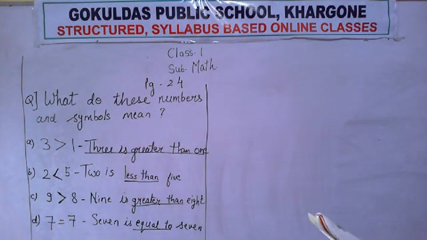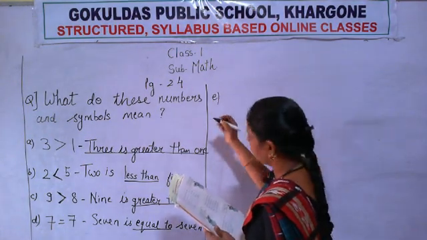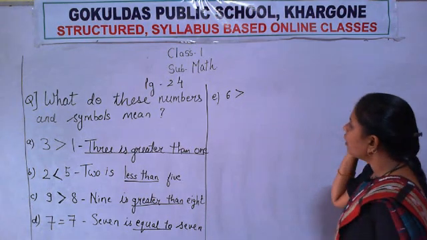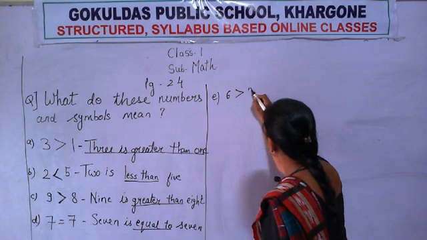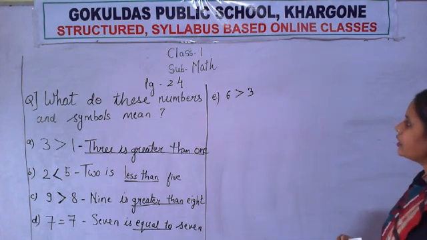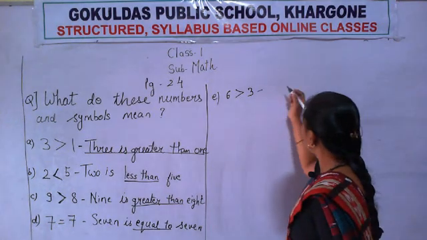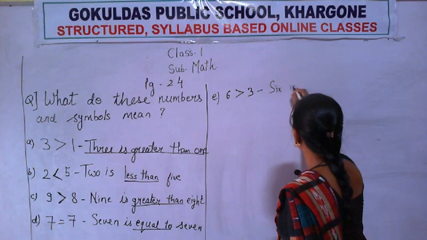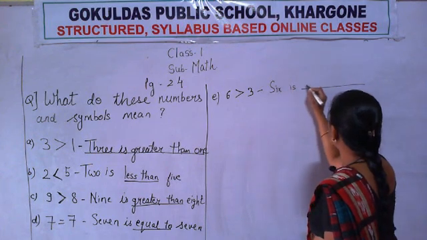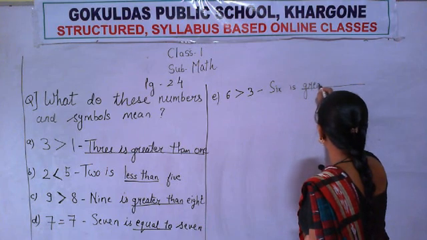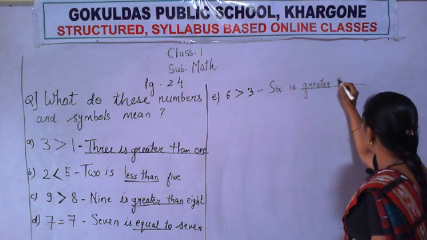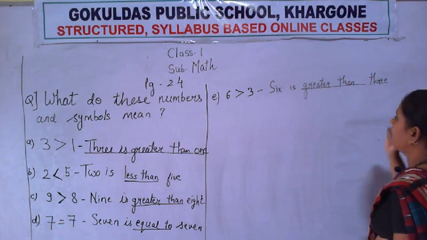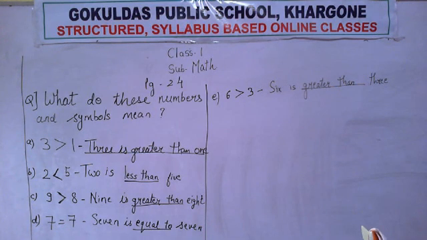Now next, E. 6. What sign is this? This is the sign of greater. 6 is greater than 3. So what is written here? 6 is, what will come in the blank? Greater than. What is the other number? 3. 6 is greater than 3.